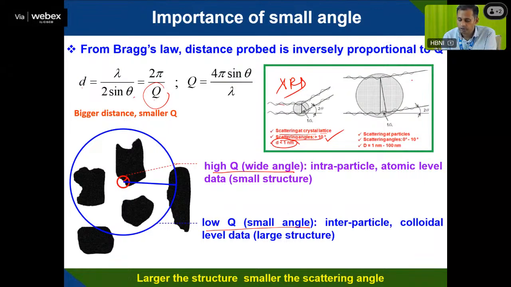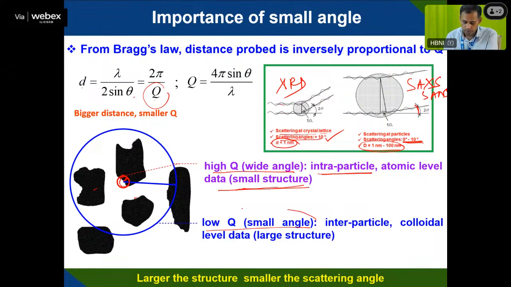But if you go to SAXS or neutron scattering, there you have a big particle and the angle is very, very small, less than 10 degrees. So you are able to see a larger particle, from 1 nanometer to 200 nanometers. The high Q, that is wide angle, gives you the interparticle distance, atomic level data, that small structure inside. So these are some grains, and inside them you are able to get small-scale information.